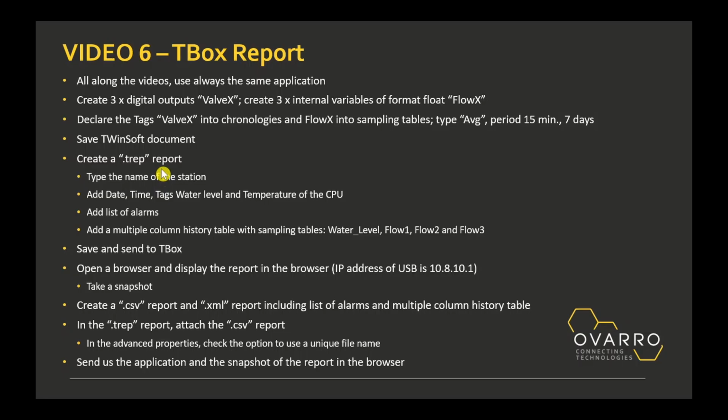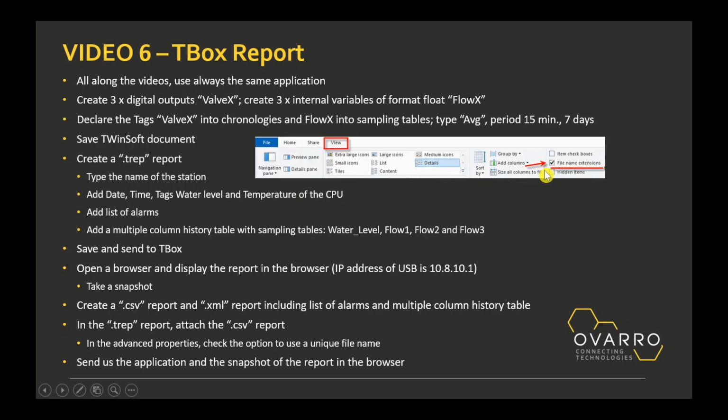You create a report TREP, and by the way, if you don't see extension, this is because of a Windows configuration where you have to activate the display of the name extension, and this is from Windows Explorer. In the report, you type the name of the station, you insert the date, the time, the tags for the water level and the temperature of the CPU, you add the list of alarms, and you add a multi-column history table with those sampling tables. You save and send to TBox.